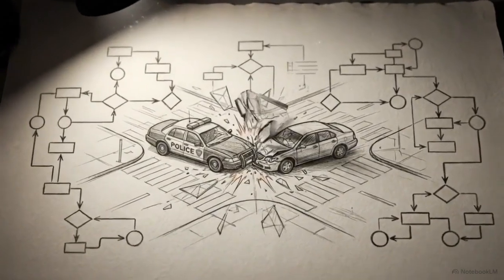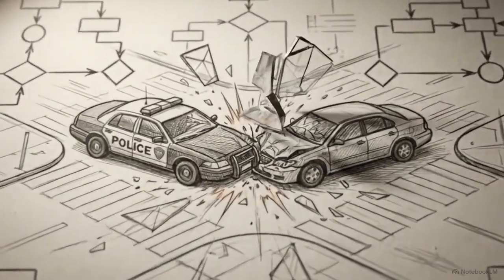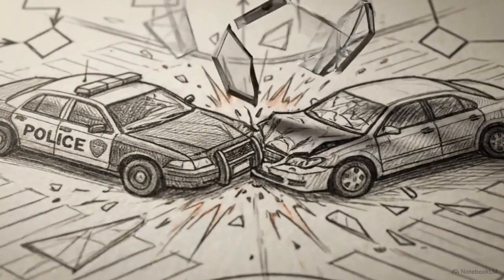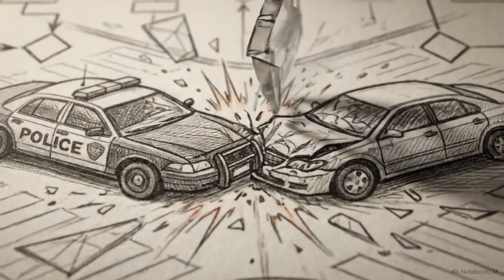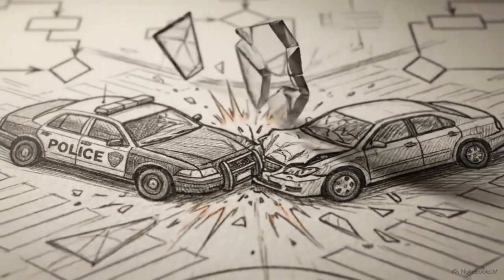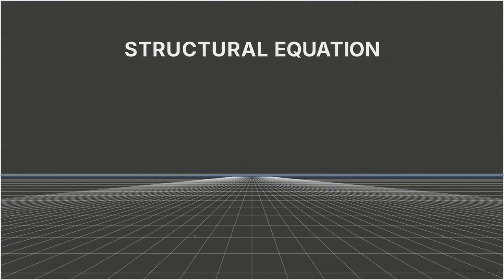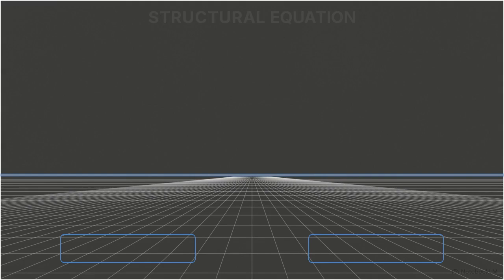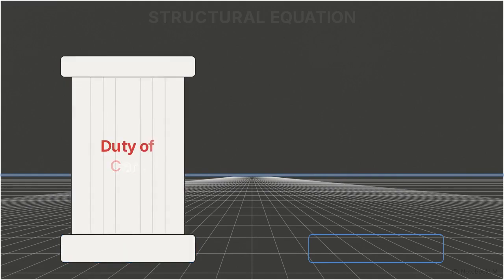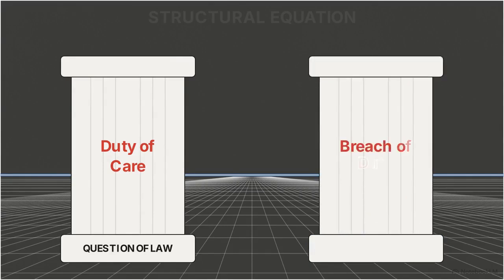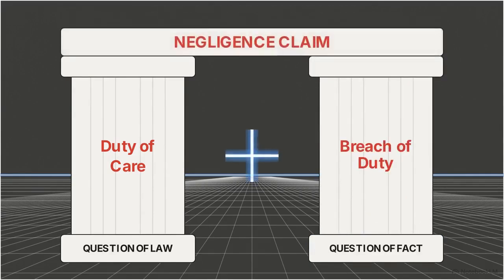Consider a junior doctor administering a drug at 10 times the required strength, or a police officer failing to redirect traffic away from a known danger. When we see these events, we often look for subjective fault or moral blame. The law, however, views these scenarios as a rigid structural equation. This equation is built on two foundational pillars: establishing a duty of care, which is a question of law, and proving a breach, which is a question of fact.